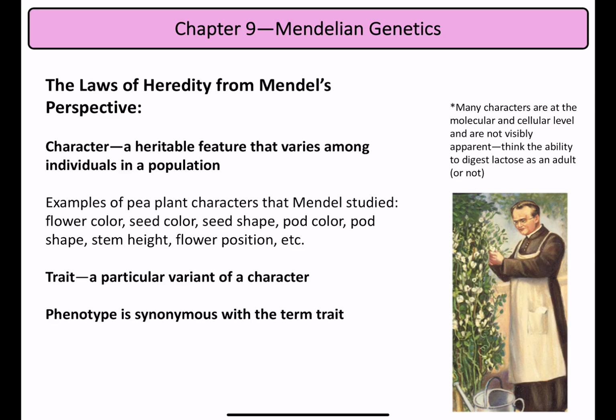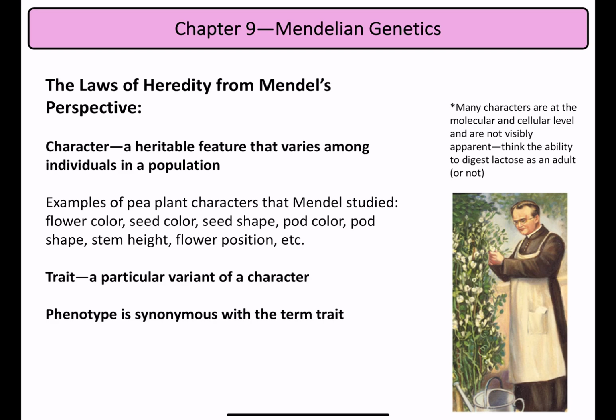But those are characters. Hair color is a character, skin color, height, okay? Like whether you can digest this sugar or not. There's a lot of characters at the cellular level that you can't see, okay? But any of those are characters. But he was working with pea plants, and he studied 7 major characters.